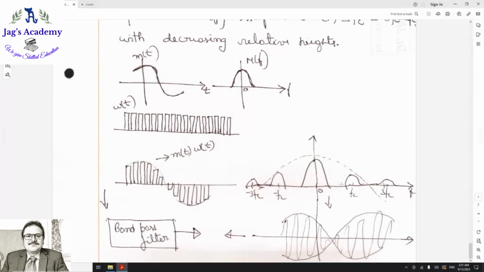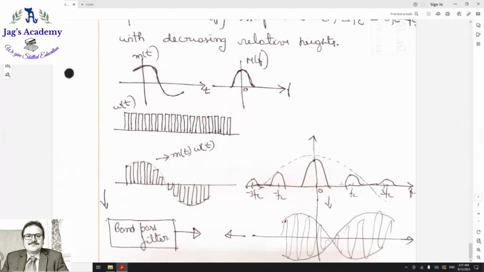Which device gives you that switching action? Diode. Diode gives switching action. Positive half cycle it is on, negative half cycle it is off. Once again positive half cycle it is on, negative half cycle it is off. Is it not switching action?